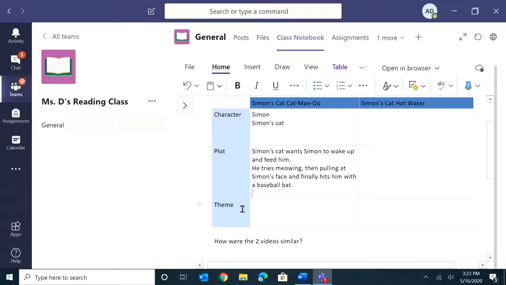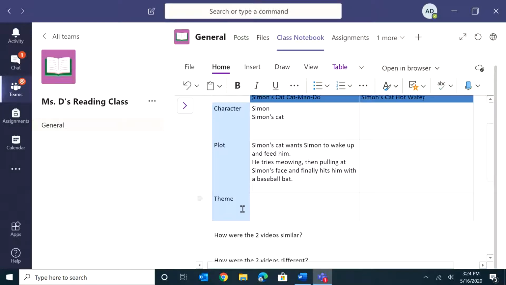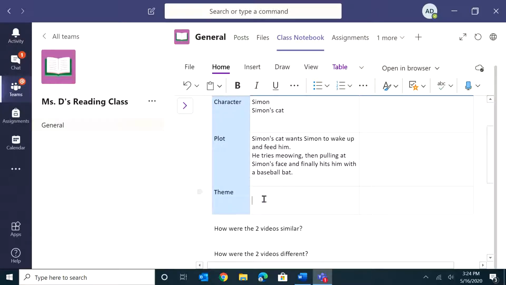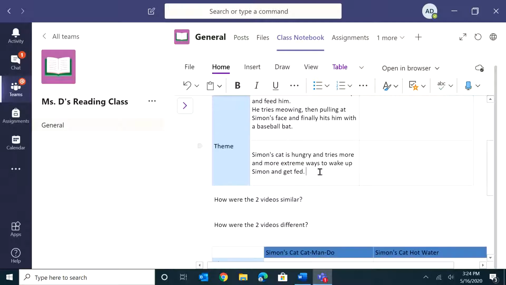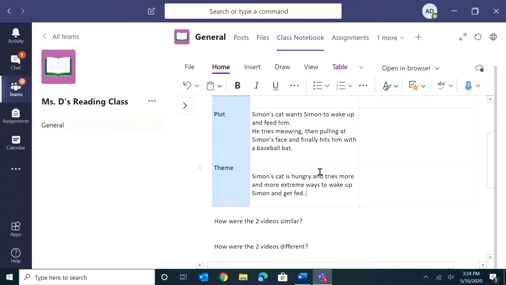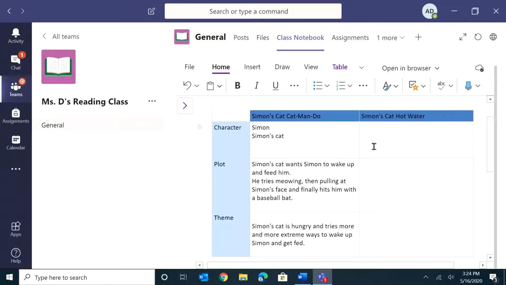Now we need the theme. The theme is a central message. It's either what is mostly going on, or sometimes it's a lesson that's being taught. So I want you to think about what was the theme. And the theme I got was that Simon's cat is hungry and tries more and more extreme ways to wake up Simon and get fed. Because he starts out with just meowing and pulling at him until he finally hits him with a baseball bat. So they're more extreme.